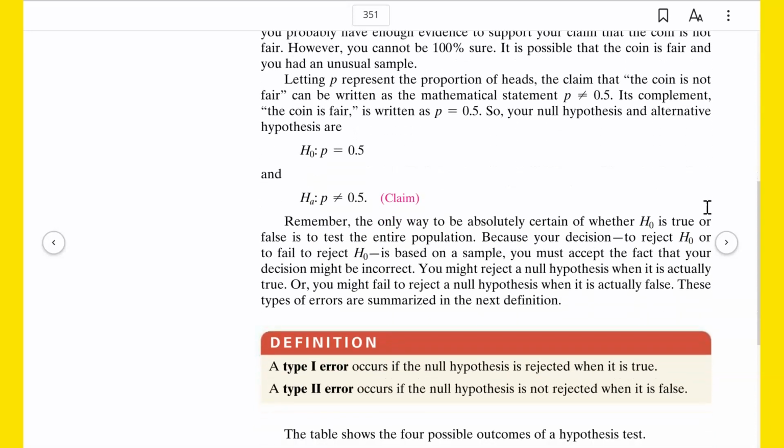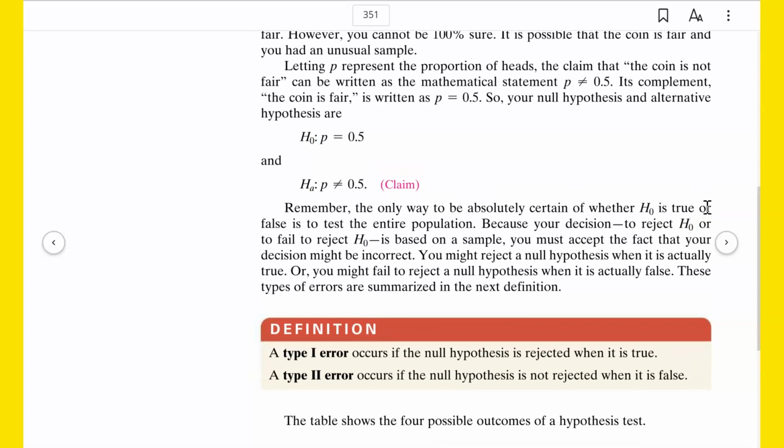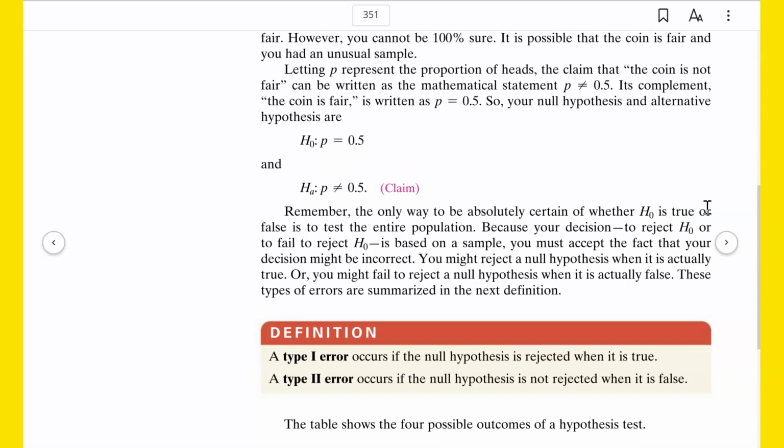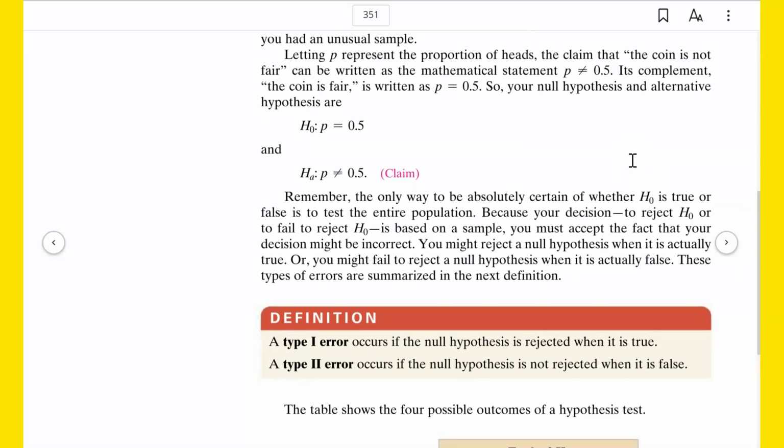So again, it's possible that you might just have an unusual sample. And if that's the case, it's going to lead you oftentimes to the wrong decision, but not usually. Usually it leads you to the right decision.